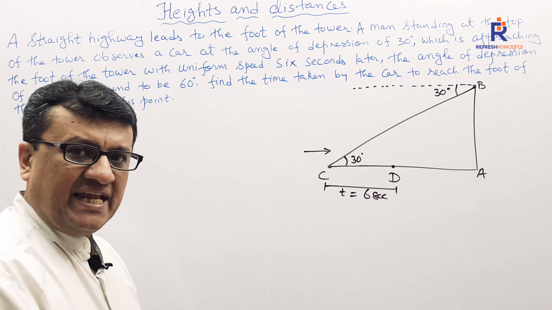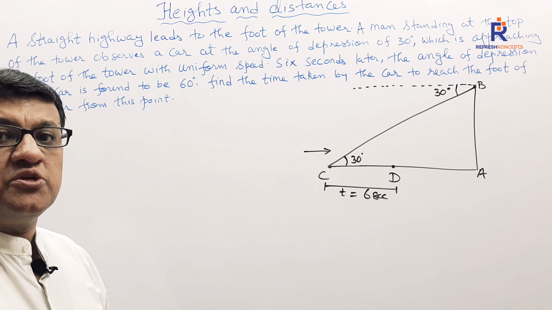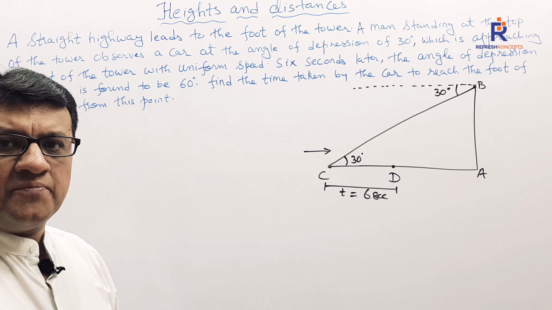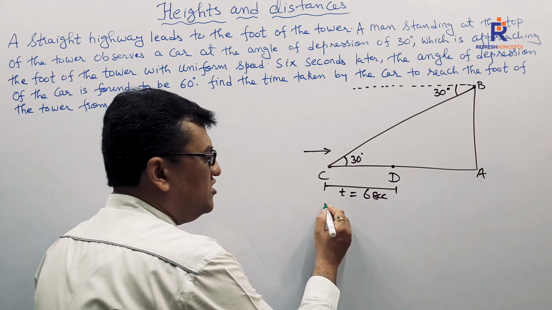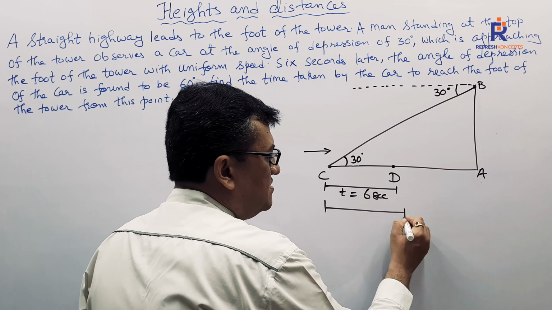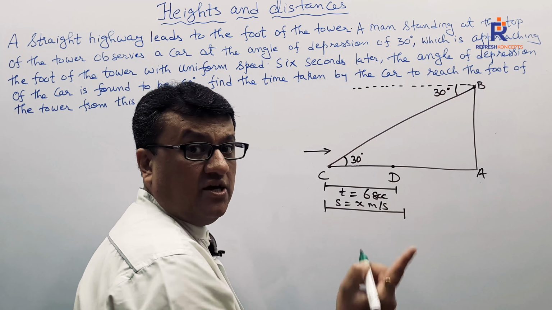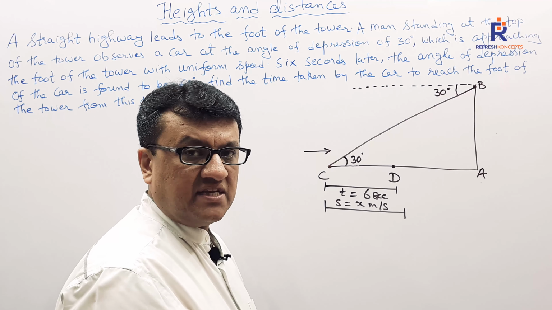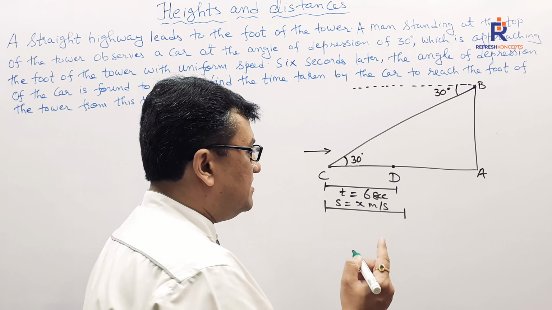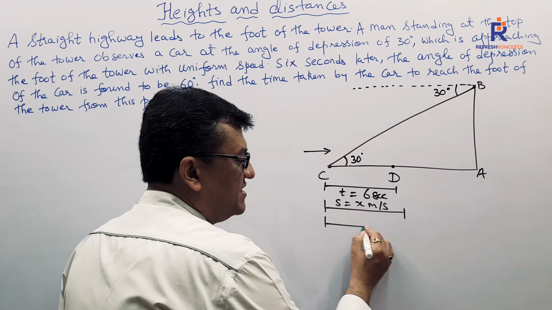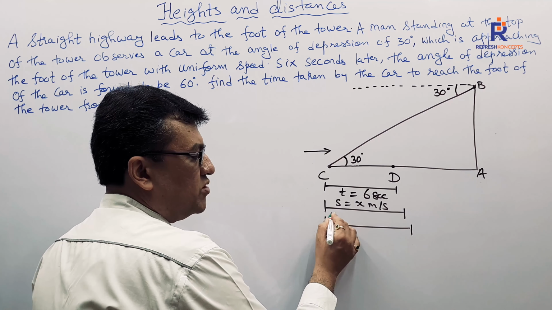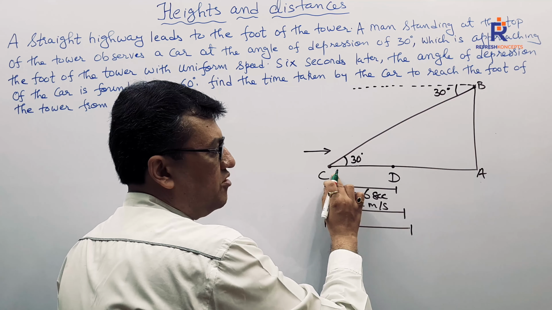Can I say, let the car move with a uniform velocity or uniform speed of x meters per second. So what is the speed? Speed is x meters per second. Why? Because they have stated the car is moving with a uniform speed. Children, we all are aware, distance is speed into time. So what is the distance covered from C to D?